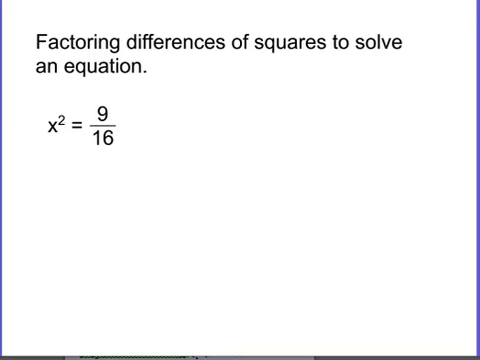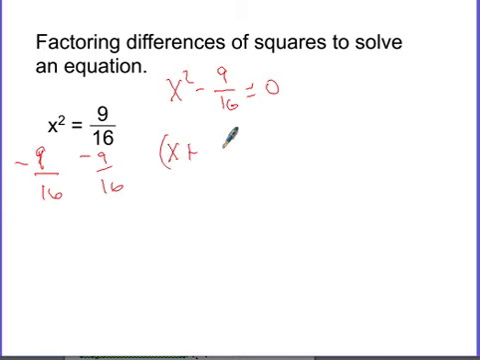All right, let's factor differences of squares here. So zero the equation. That would be x squared minus 9/16 equals 0. To factor, we're going to take out square roots, right? So what's the square root of x squared? x. So we're going to have an x plus and an x minus, right? What's the square root of 9/16?